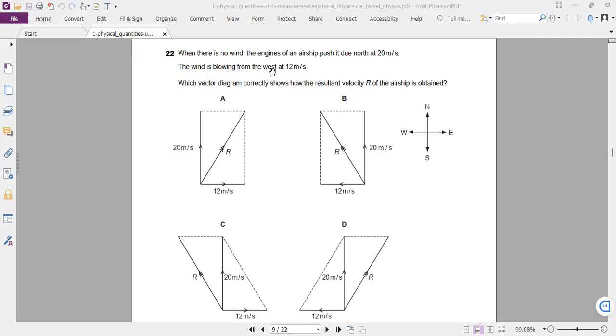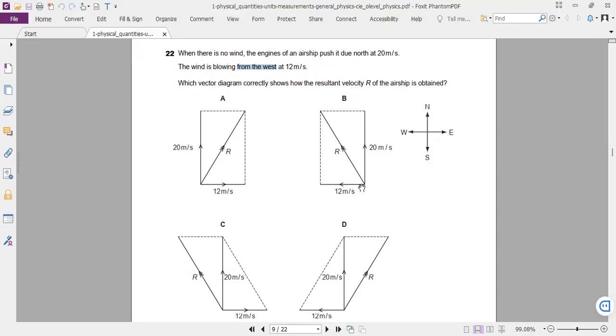The wind is blowing from the west. Just bear in mind these words, from the west. From the west means it is not going this side, it is coming from this side, so it will be from your left to right. Just these two things in mind should help you to understand the question and answer. Which vector diagram correctly shows how the resultant velocity of the airship is obtained? So we have to draw these two things. First we have this and then we have this, so we should have a diagram in this direction and then a left to right direction.